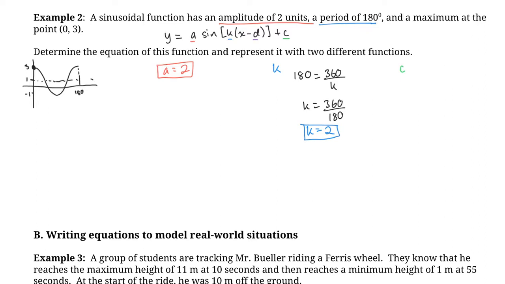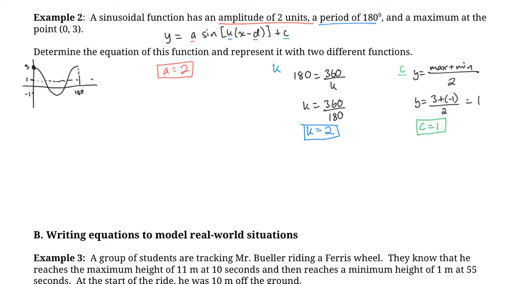And C is just our axis of the curve. So to find C, we can use our formula. We need to do our maximum plus our minimum and then divide by 2. So we're just doing 3 plus -1 divided by 2, and that just means C is 1.